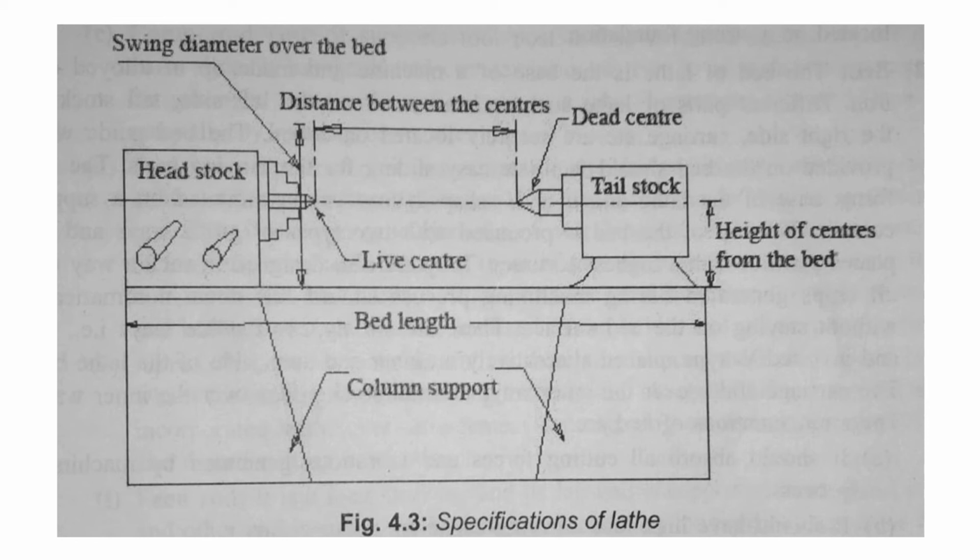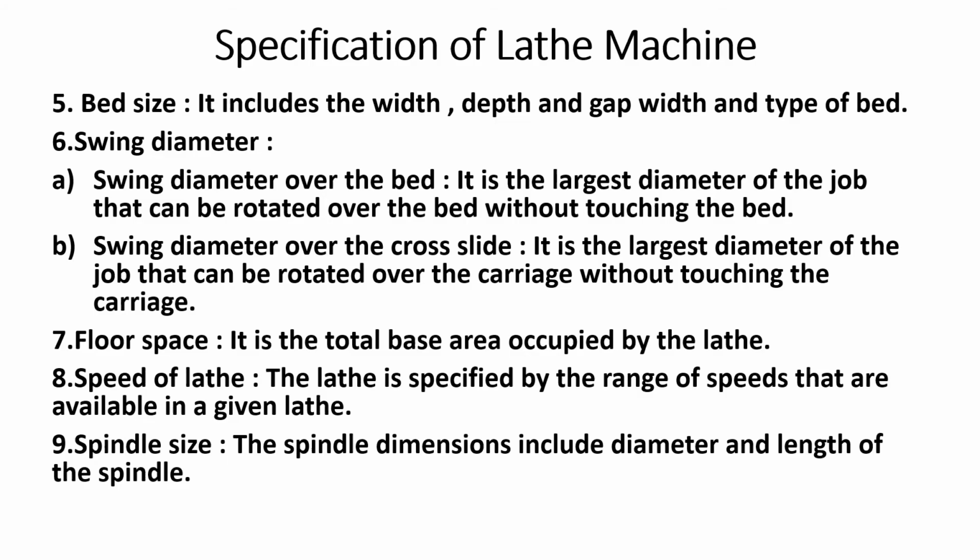In the diagram, the top left side: swing diameter over the bed. If the diameter of the job is too large, it will touch the bed. So we can find the maximum diameter. Swing diameter over the bed is the largest diameter of the job that can be rotated over the bed without touching the bed.